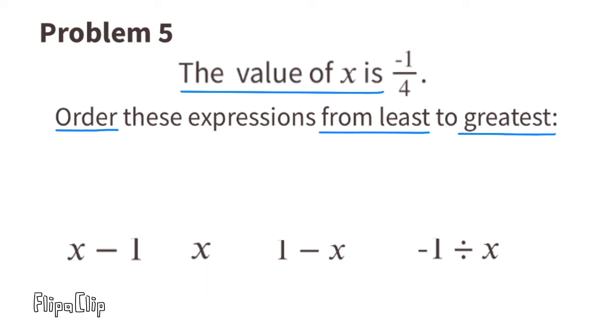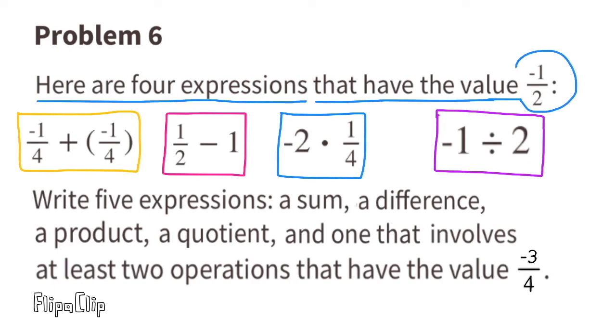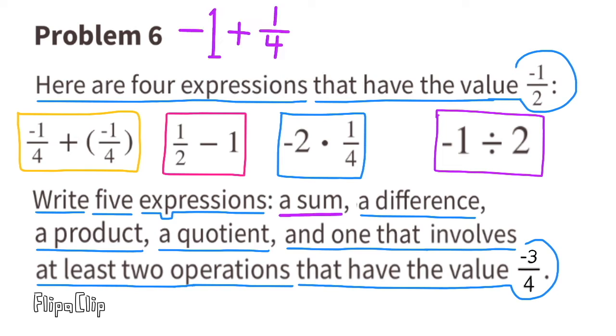Problem number 6. Here are four expressions that have the same value, -1/2. Write 5 expressions, a sum, a difference, a product, a quotient, and one that involves at least 2 operations that have the value -3/4. Let's start with an addition expression, -1 plus 1/4. That'll provide us with a sum that has the value of -3/4.